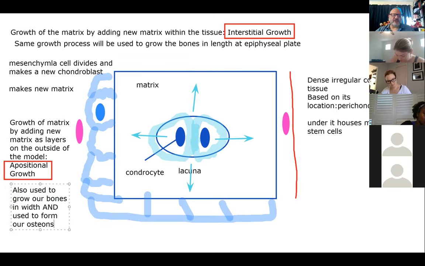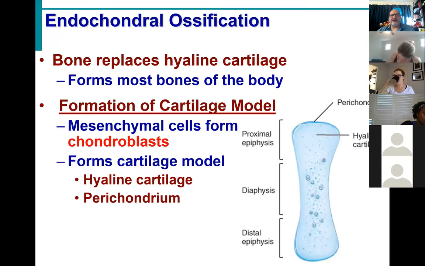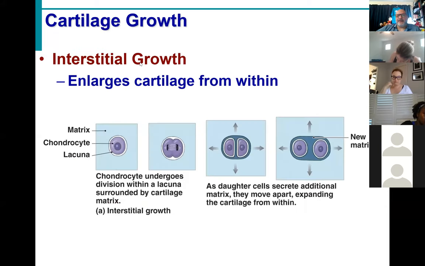As always, I've done a truly amazing job of drawing this on the board, but let's take a look at the pretty pictures from your textbook to see if they help in understanding this process. Here is, again, a much nicer example of that interstitial growth. We have a single chondrocyte inside of a single lacuna. It divides, doing one of the things that osteocytes can't do. Chondrocytes can divide inside of the lacunas, forming two chondrocytes. And those two chondrocytes continue to make matrix, pushing away from each other to make their own spaces, their own lacunas, and they expand the entire matrix, making the cartilage bigger.